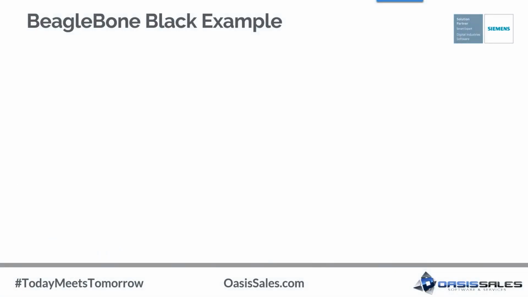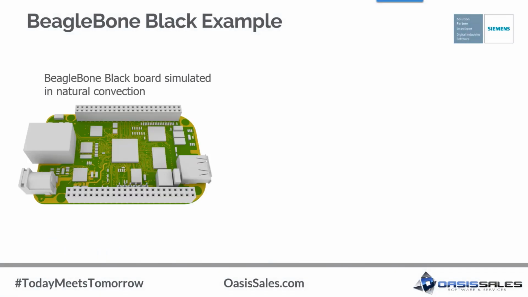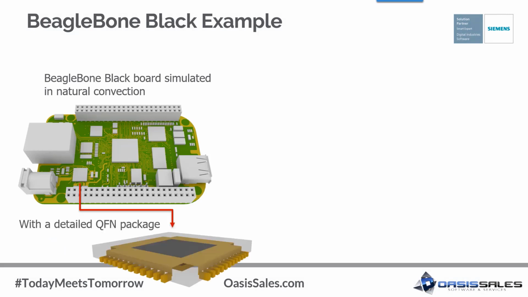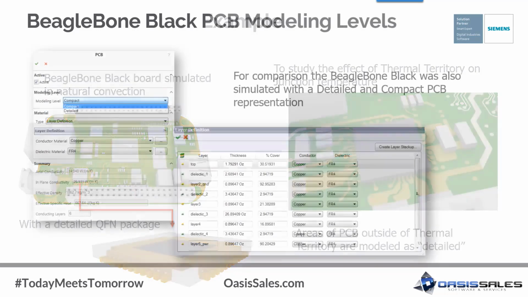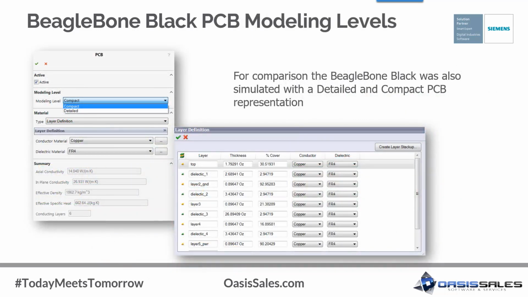The BeagleBone Black board is simulated in natural convection. Though I'm showing a number of components on the board, the only component included in the analysis was a detailed QFN package. The study will explore the effect of inflation distance and layer depth of the thermal territory on the predicted junction temperature. Areas outside of the thermal territory are modeled as detailed. I also modeled the PCB as lumped or compact and detailed for comparison.